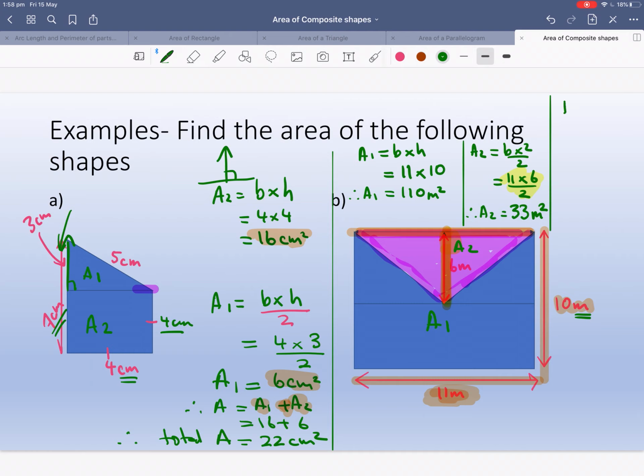So the total area is going to be area 1 minus, in this case we're going to subtract, area 2. Area 1 was 110 and area 2 was 33. So we got 110 minus 33. We can either do it in our head or put it in our calculator, and you get 77 as your answer. Therefore, it equals 77. And what are our units? Well, they look like they're metres. Remember, area is square area. And now we're really happy. So that's composite shapes. Peace out.